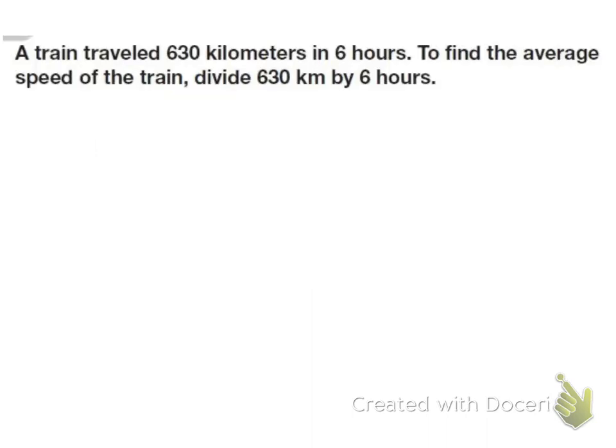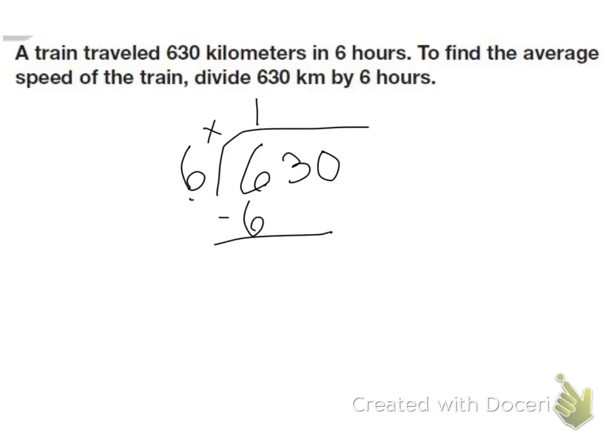Okay, so here we have a train that traveled 630 kilometers in 6 hours. Find the average speed of the train. Divide 630 kilometers by 6 hours. So we're going to take 630 and divide it by 6. 6 divided by 6 equals 1. 1 times 6 is 6. Subtract, I get a 0. Bring down the 3.